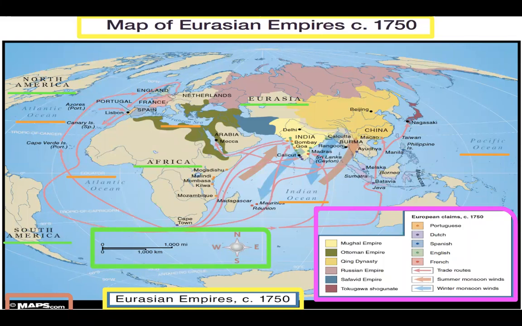So based on steps 1, 2, 3, we can see that this map is illustrating the scale and reach of Eurasian empires circa 1750. This map was also created to show the empire's trade routes and their tracking of monsoon winds. So we are getting a lot about characteristics of these empires as we look at them.